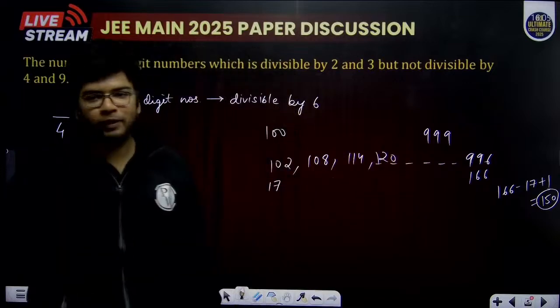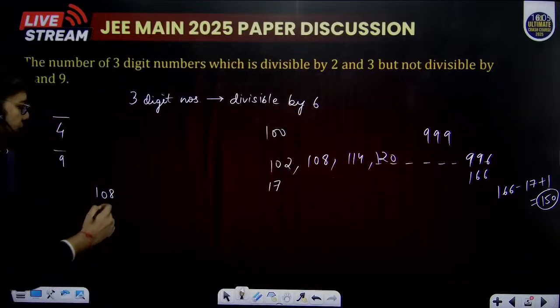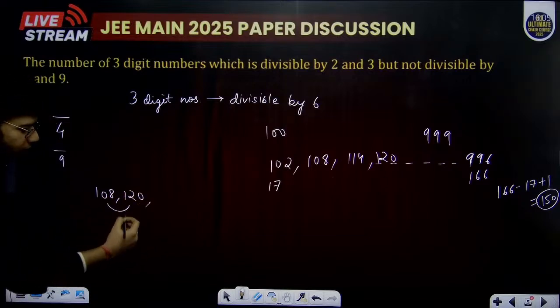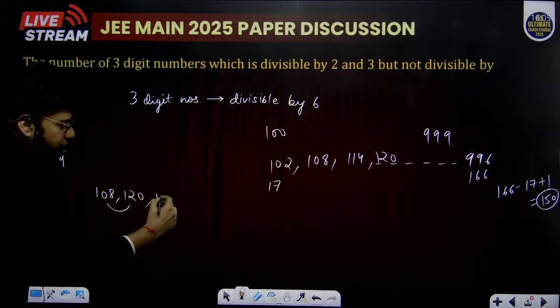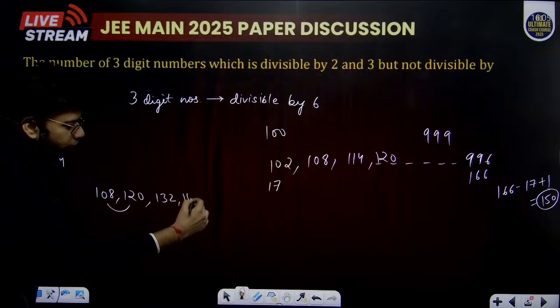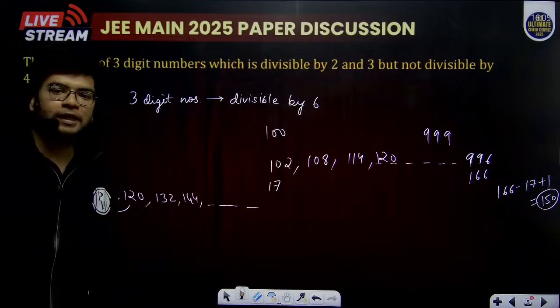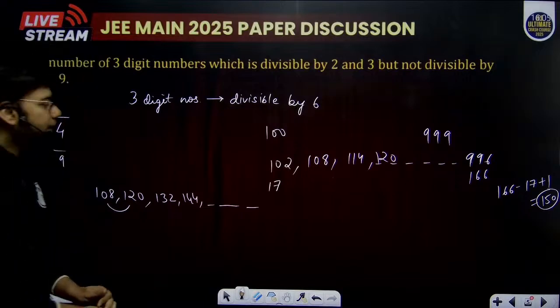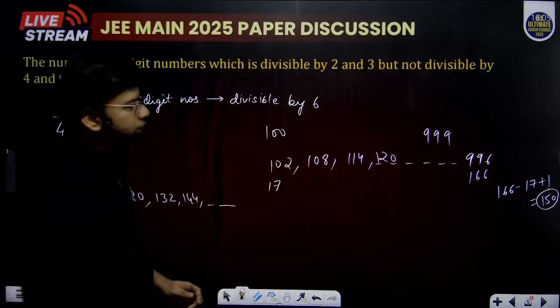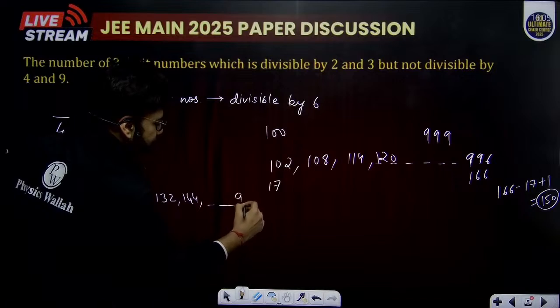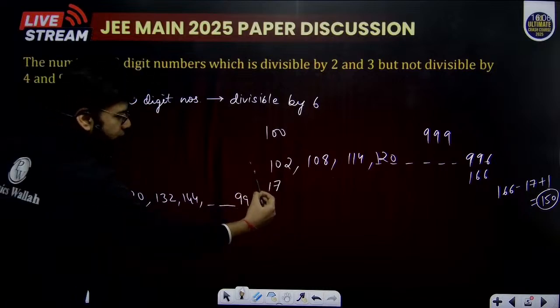120 will come, which is there in this sequence. So 120. Now the common difference is 12. The next numbers will be 132, 144 and so on. Similarly, the last number which will be there will be 996. So 996 is again divisible by 4.